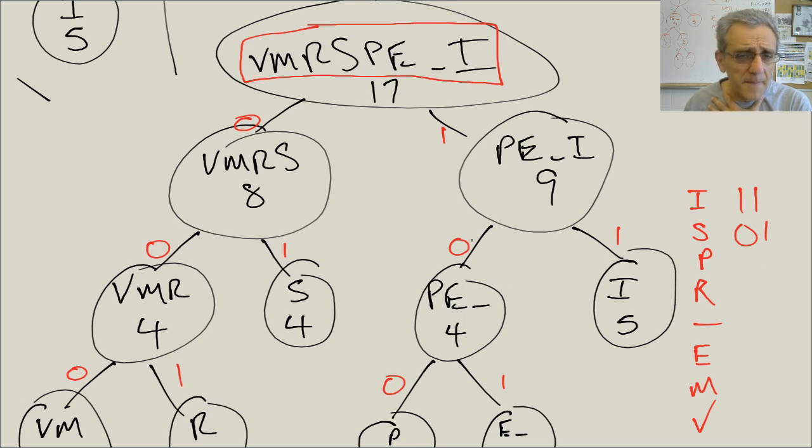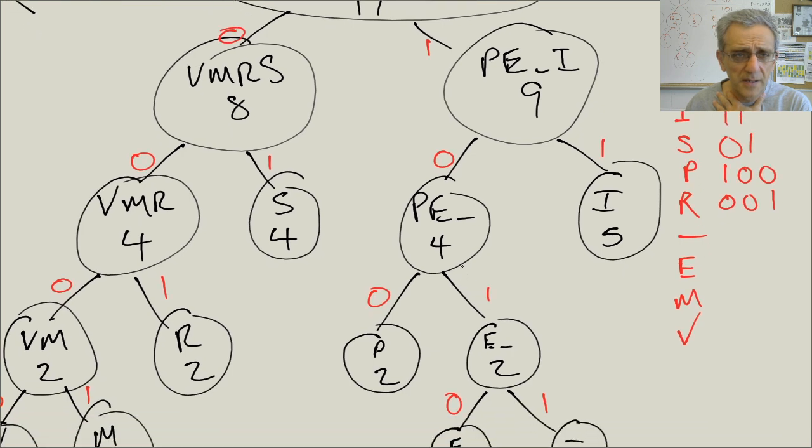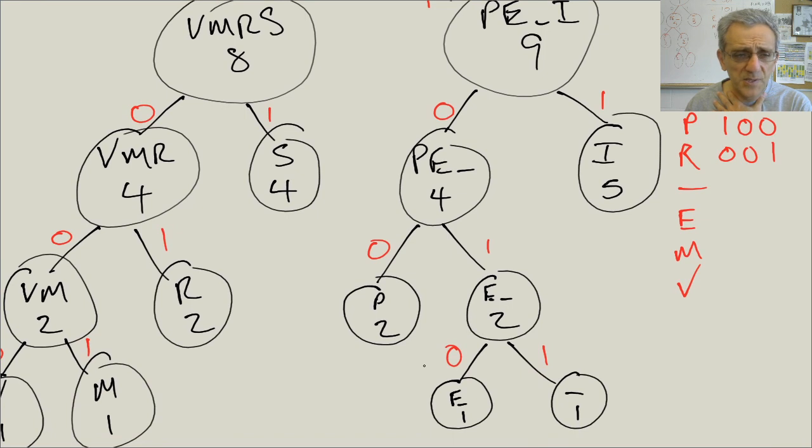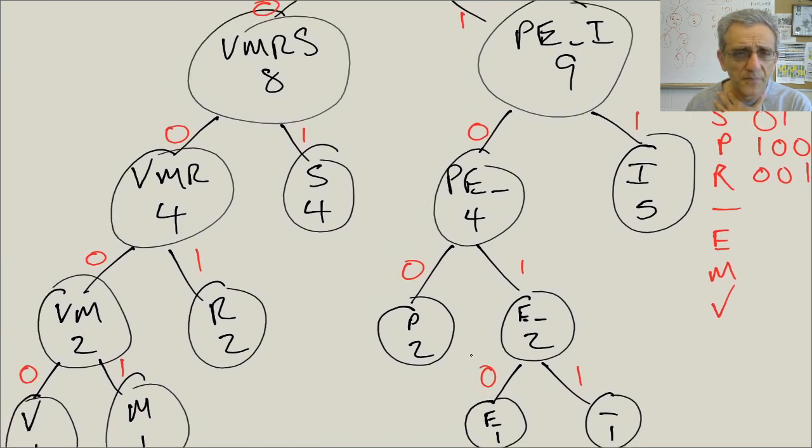Okay? For the P, you'd have to go 1, 0, 0. For the R, you'd have to go 0, 0, 1. For the space, now we need to push this up a little bit. Okay? So for the space, let's see, where is it? Here it is. So it'd be 1, 0, 1, 1. Okay? And then for the E, we would have 1, 0, 1, 0. And for the M, we'd have 0, 0, 0, 1. And for the V, we'd have 0, 0, 0, 0.